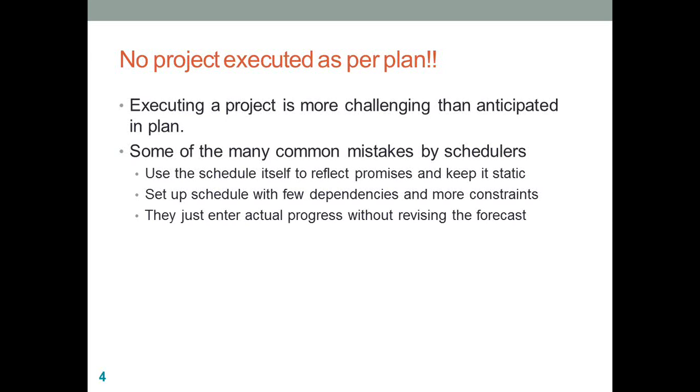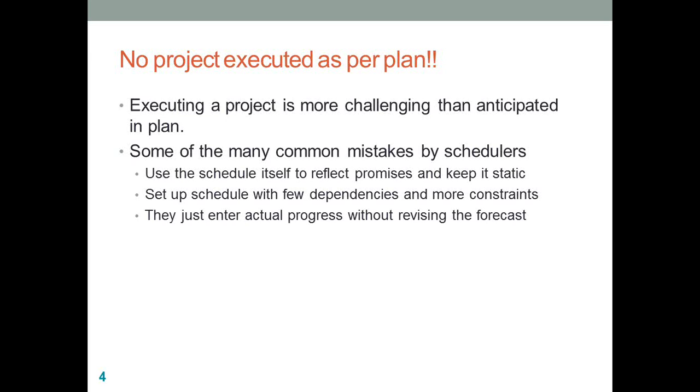The third common mistake is they ideally update their actuals, which is their percentage complete and how much work is pending, but they don't try to revise the estimate based on the new productivity figure of their team members. So these are the general common mistakes of schedulers in terms of using Microsoft Project.